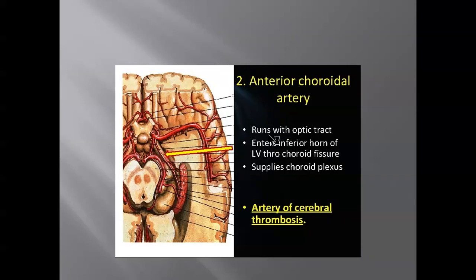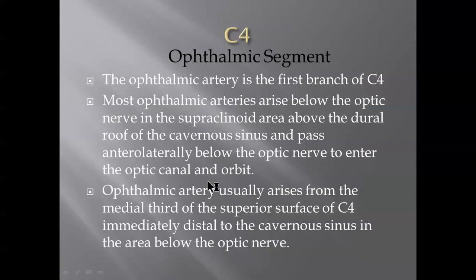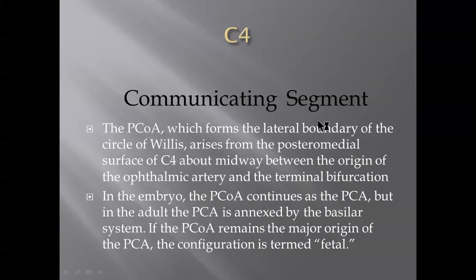Now, as we can see, here's the optic tract going posteriorly, so the anterior choroidal artery also goes posteriorly, going through the choroidal fissure over here in the inferior horn of the temporal portion of the lateral ventricle. Then we have the ophthalmic segment, which we already discussed, giving rise to the ophthalmic artery. We have also discussed the communicating segment, which gives rise to the posterior communicating artery.